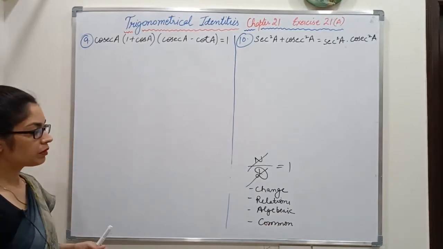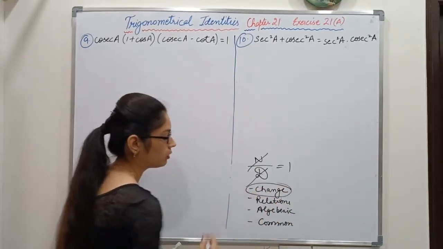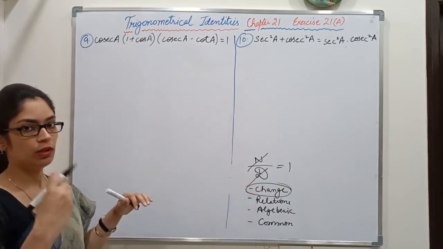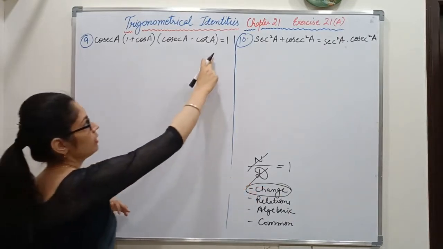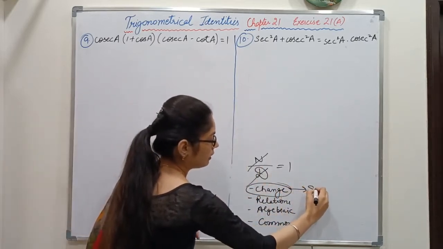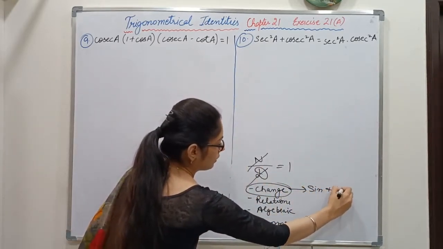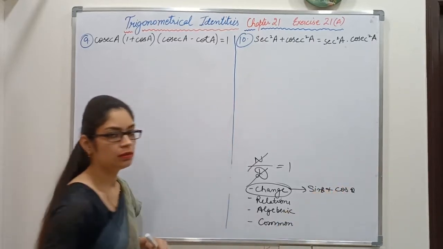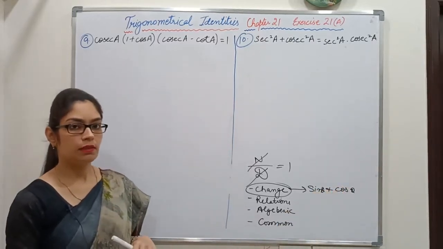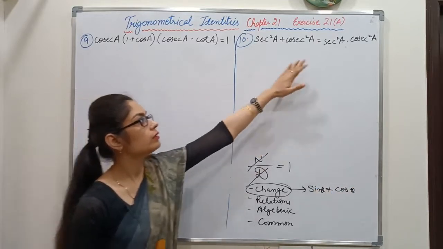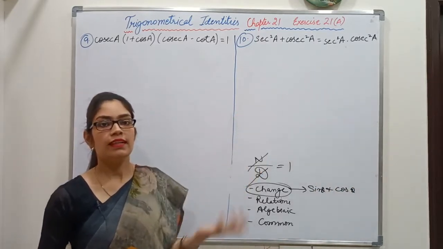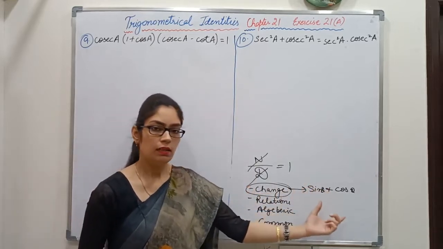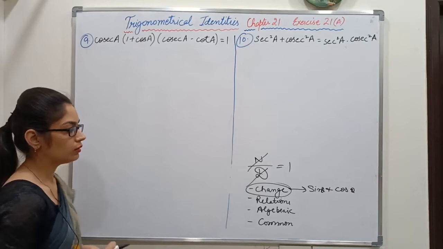Now this will start with change, like the previous question we did. If we are not sure to which thing we have to change, then we will change it to sine and cos. Sometimes something is there on the right hand side, like in this question, and it gives us an idea of what we can change to. But if nothing is there, then we will change it to sine and cos.